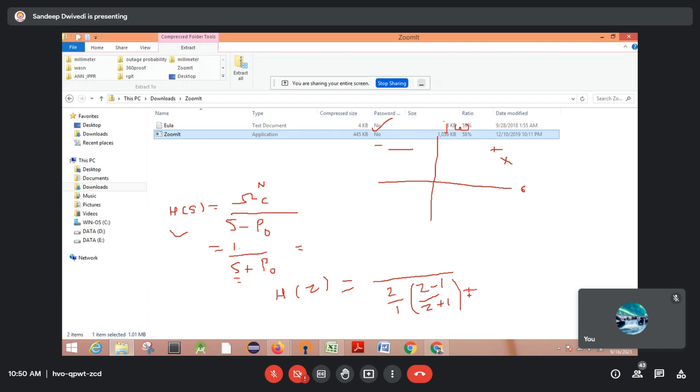And plus this p0, the value of p0, and here omega c raised to the power n, that is 1. Just put the values in this, and this will be your H of z, this will be your final answer. Is there any doubt in this? No, sir. Okay.